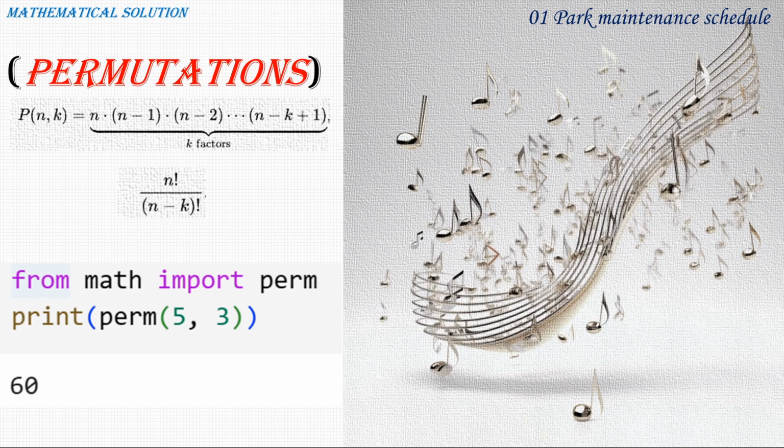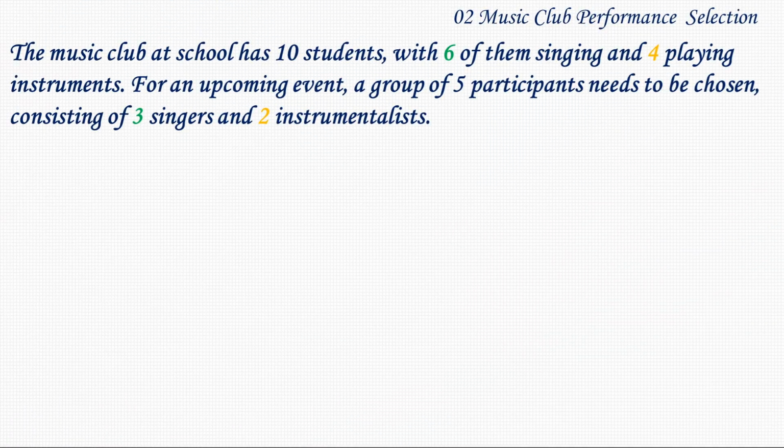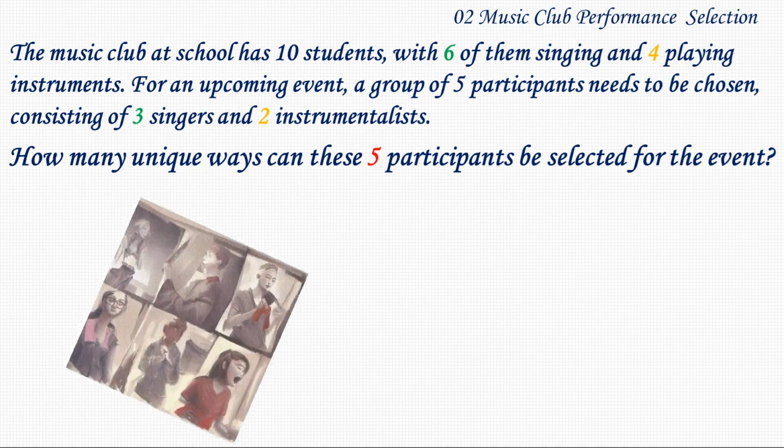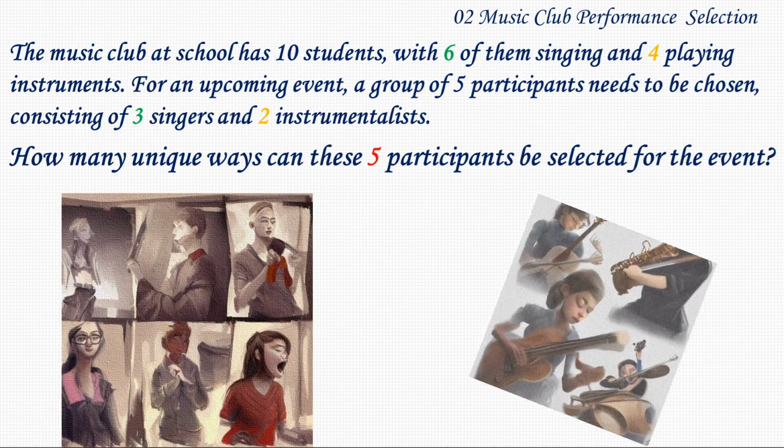Our second problem is called Music Club Performance Selection. The music club at school has 10 students, with 6 of them singing and 4 playing instruments. For an upcoming event, a group of 5 participants needs to be chosen, consisting of 3 singers and 2 instrumentalists. How many unique ways can these 5 participants be selected for the event? Answer: 120. Python's solution is practically the same as that of the previous task.